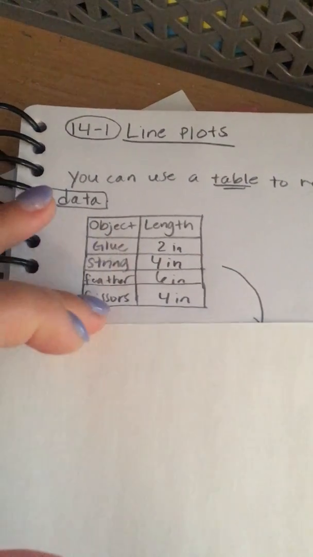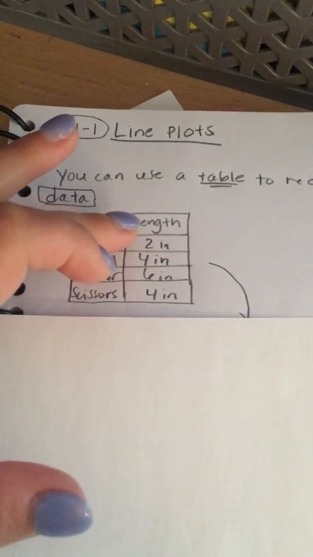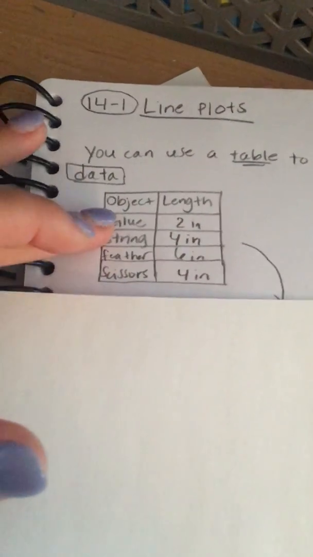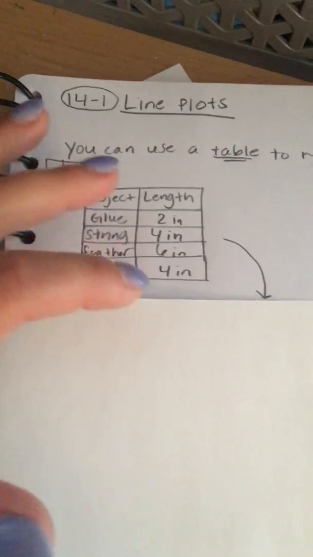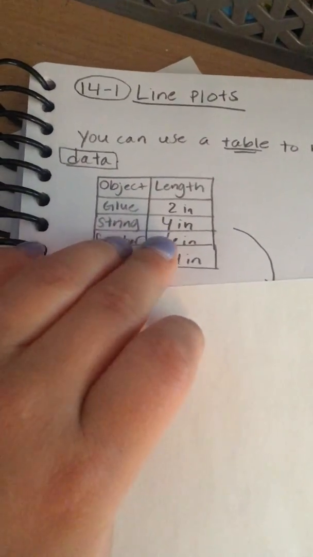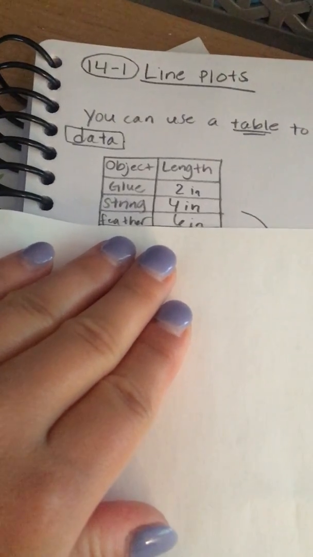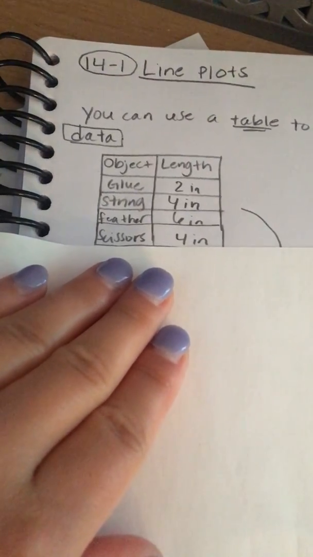There's a bunch of objects in this column, and then there's a bunch of lengths in this column. The objects that we have are glue, string, feathers, scissors. And their lengths are: the glue is 2 inches, the string is 4 inches, the feather is 6, and the scissors are 4 inches.